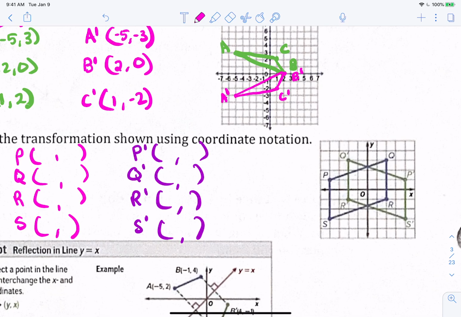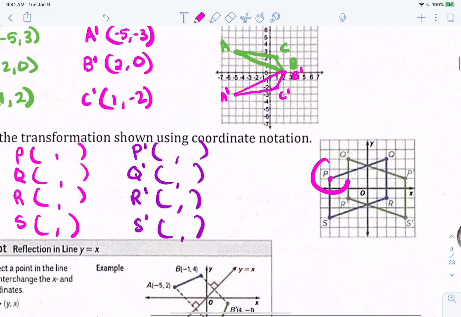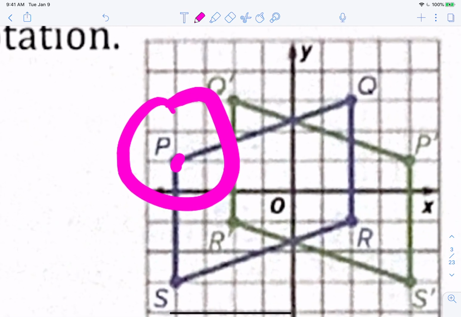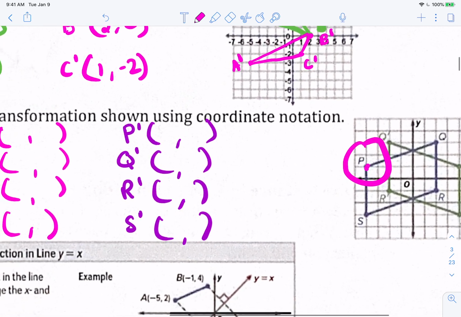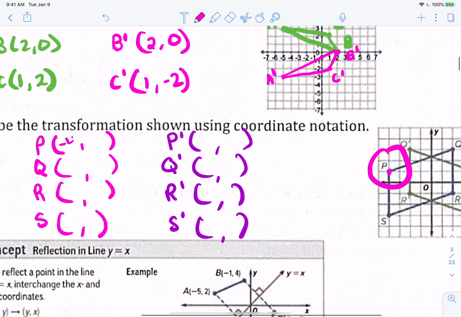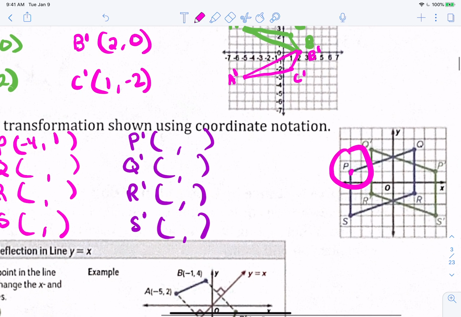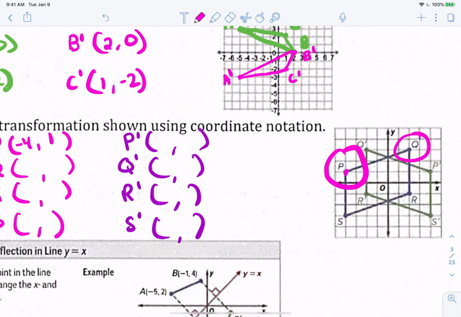All right. Point P is this guy right here. What are his coordinate points? Negative 4 comma 1. Okay, Q, what are the coordinates for Q? 2 comma 3.